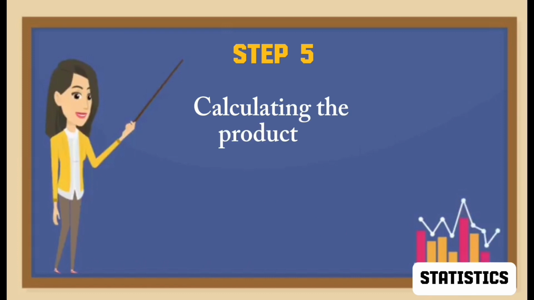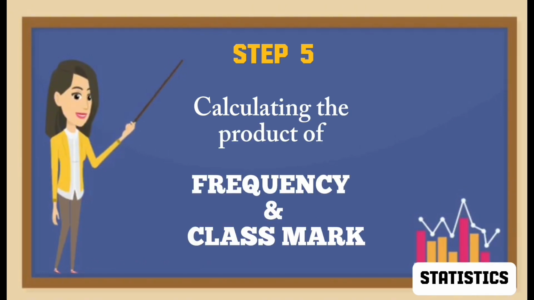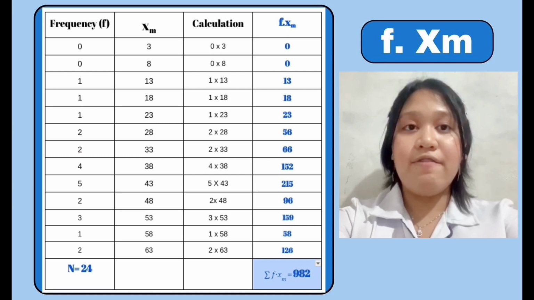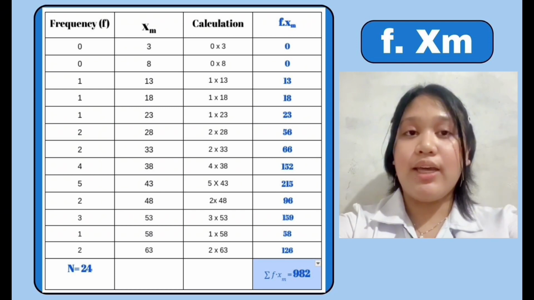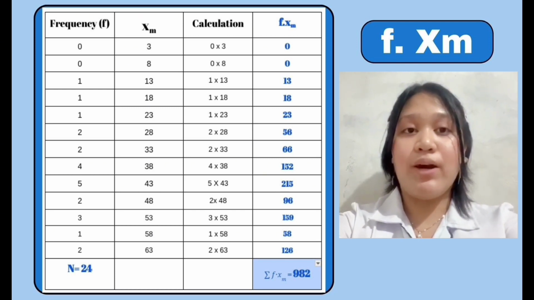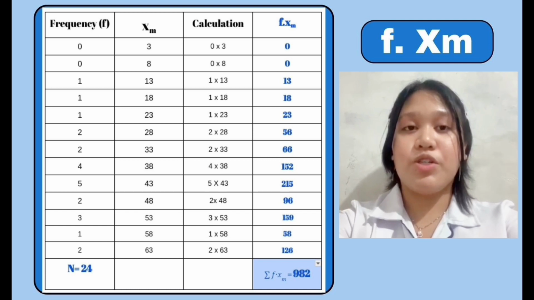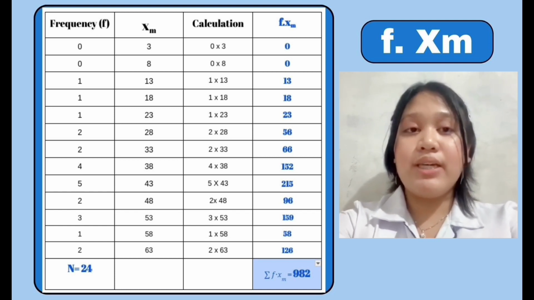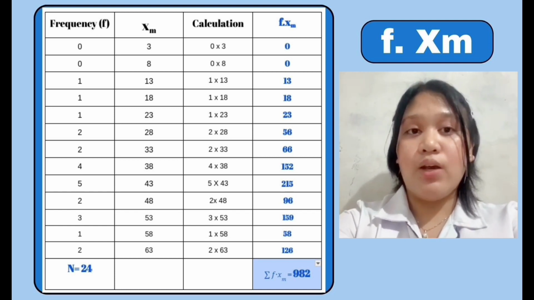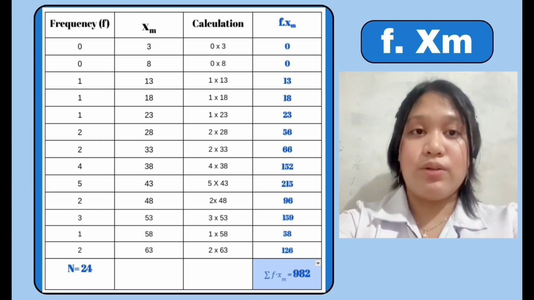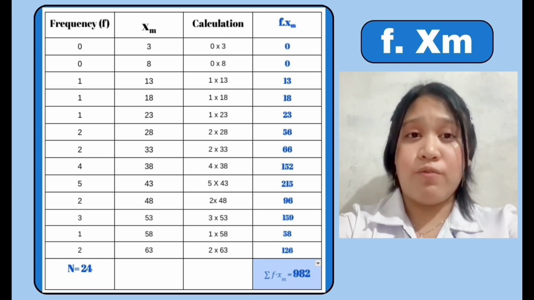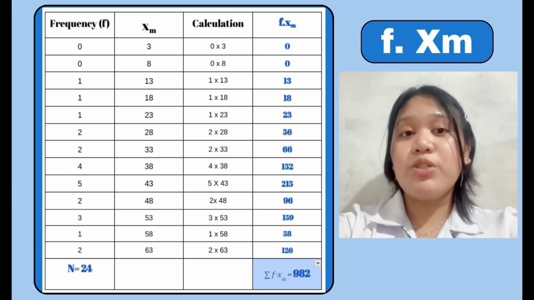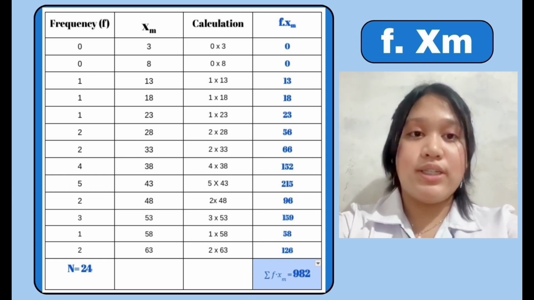Step 5. Calculating the product of frequency and class mark, f times xm. 0 times 3 is equal to 0. 0 times 8 is equal to 0. 1 times 13 is equal to 13. 1 times 18 is equal to 18. 1 times 23 is equal to 23. 2 times 28 is equal to 56. 2 times 33 is equal to 66.